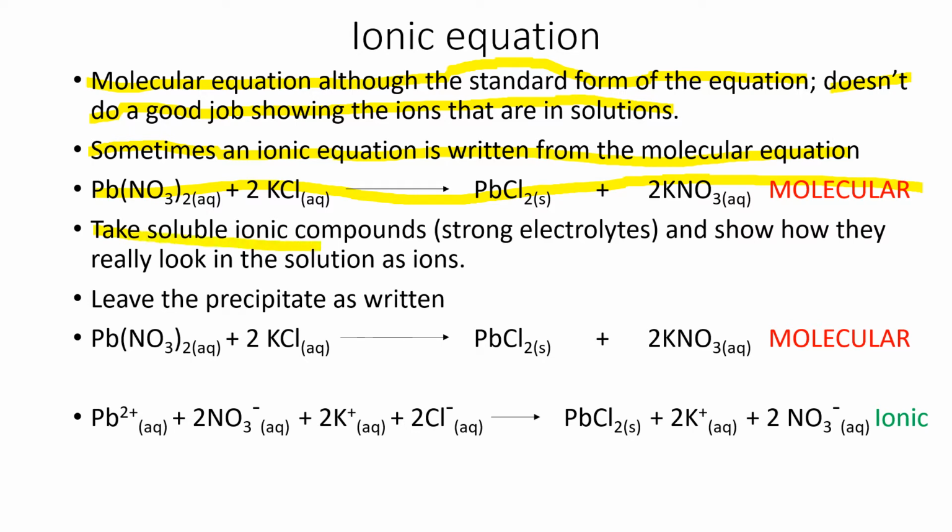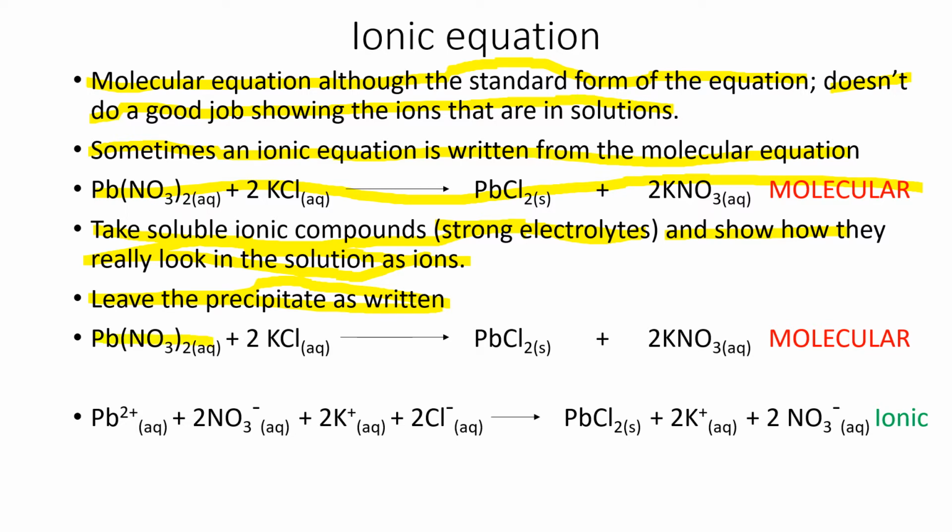We're going to take soluble ionic compounds. Remember, soluble ionic compounds will be strong electrolytes. They're going to have charges. They're going to dissolve. We're going to show how they really look in the solution as ions. If we have a precipitate, we're going to leave the precipitate as written. We're not going to make any changes to that. So we're going to take our molecular equation and write the ionic equation from that. So here's how we do that.